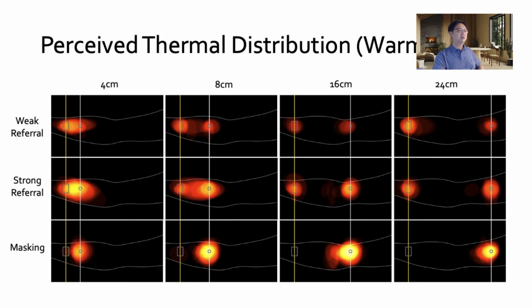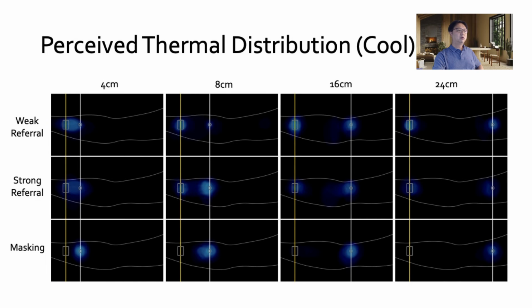Strong masking effects were observed with various distances in warm conditions, even in 16 and 24 centimeter apart from the original thermal sensation. In cold conditions, thermal masking effects were also observed, but the distribution was not significant.